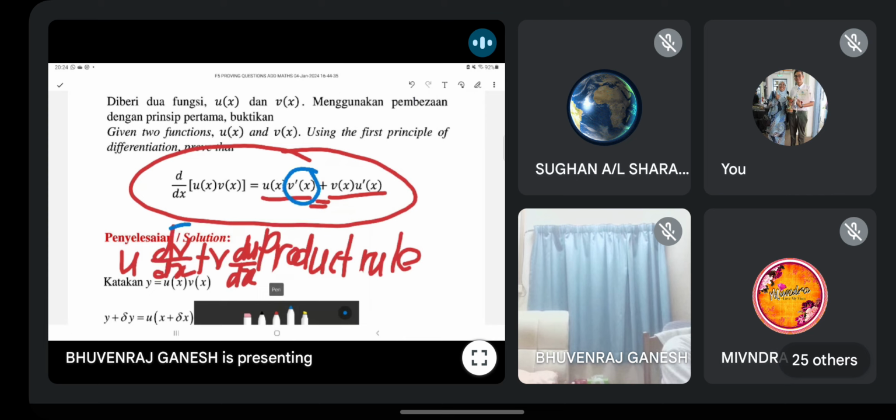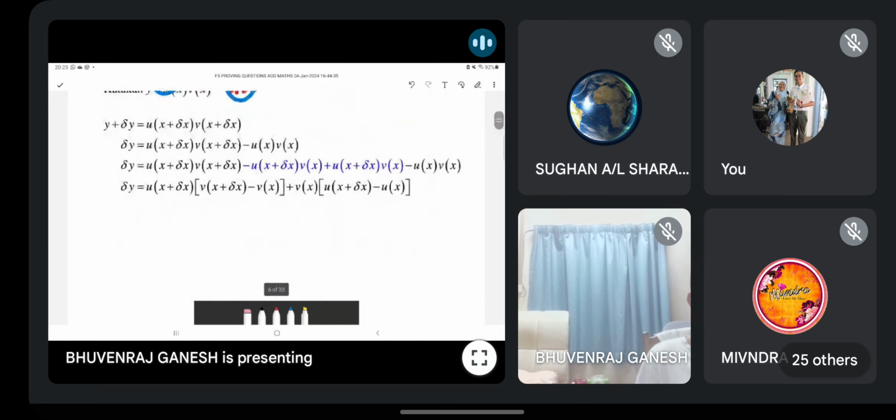V prime X is dV dx lah. Okay, untuk gambarkan perbezaan peringkat pertama, first differentiation, we put prime lah. Okay, and U prime X is du dx lah. So it's exactly the same thing. Nothing changed. Okay, 100% same formula only. Okay, so how do we prove this? Macam mana buktikan yang ni?